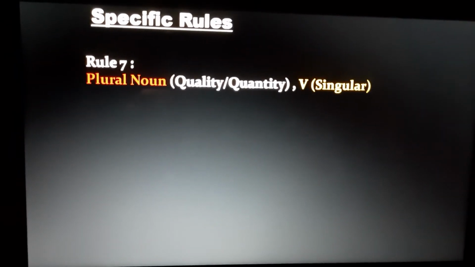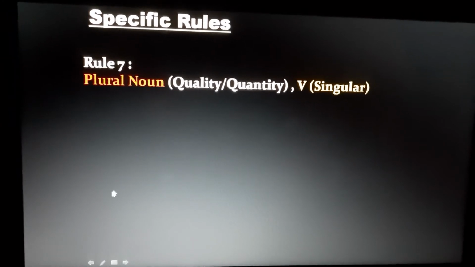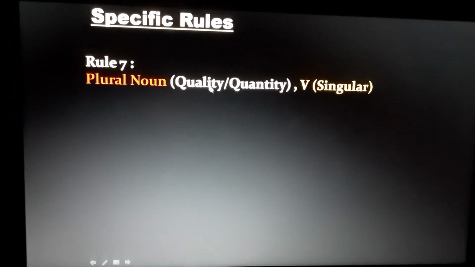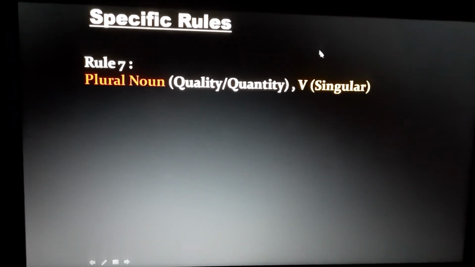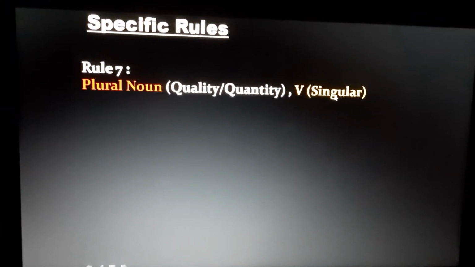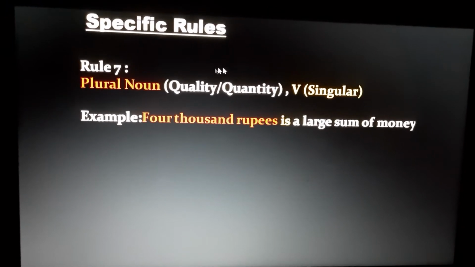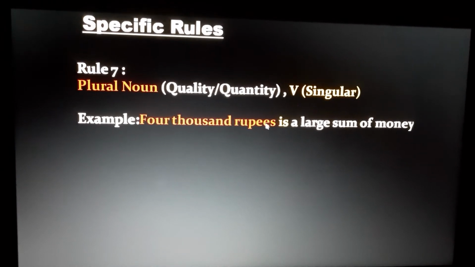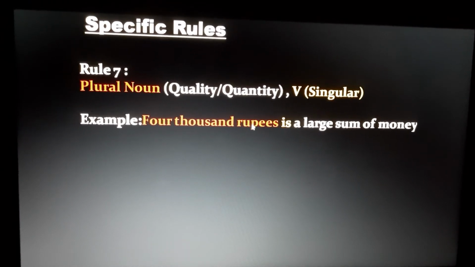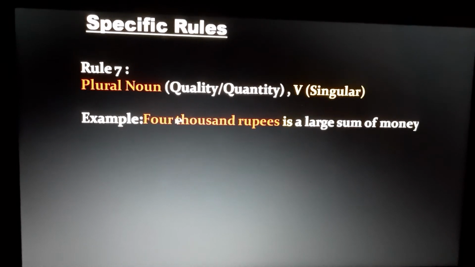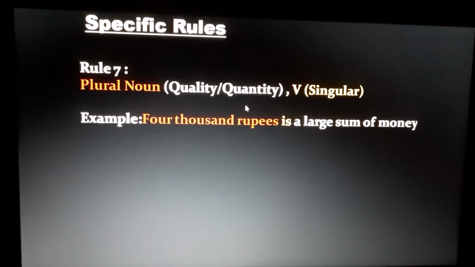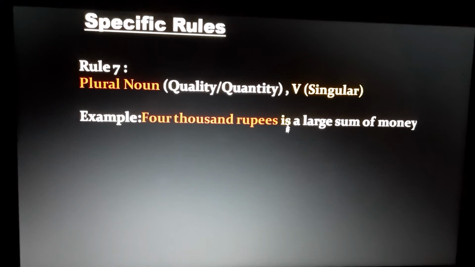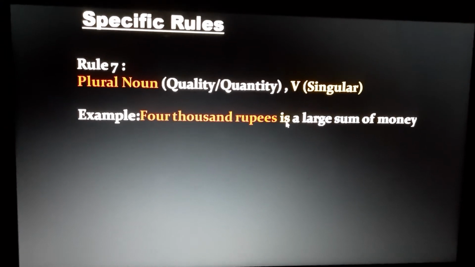Rule number 7. Whenever we have a plural noun but it talks about quality or quantity, the verb is always singular. For example, 4,000 rupees is a large sum of money. Now 4,000 rupees is obviously a plural noun, but it is a quantity. So whenever we have a plural noun as a quantity, the verb is always singular. So we have used "is" here.